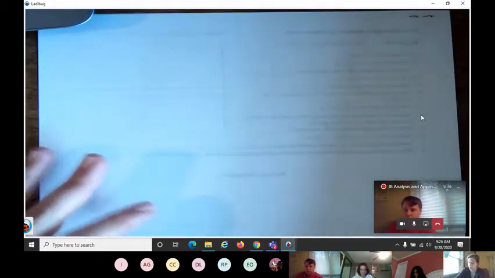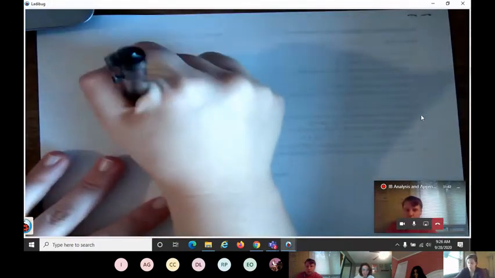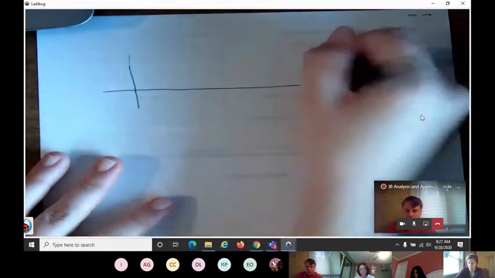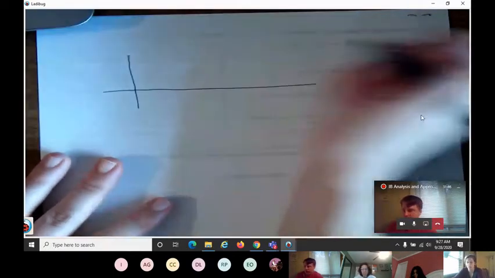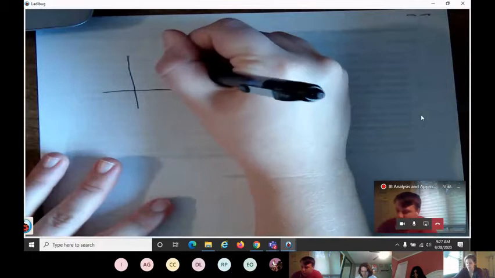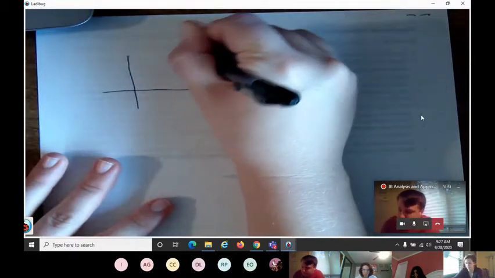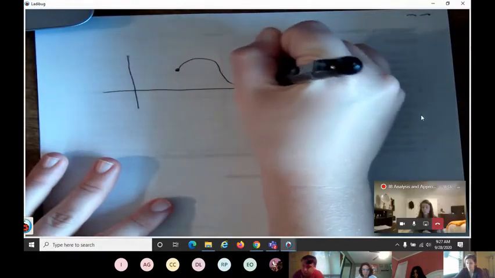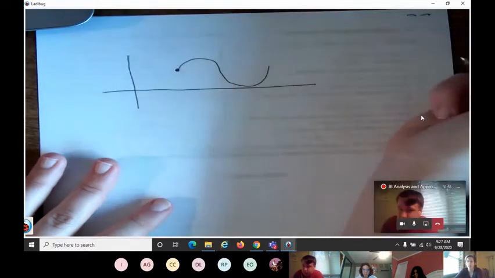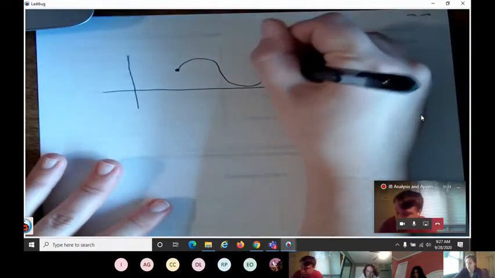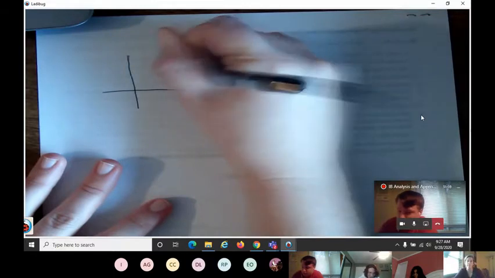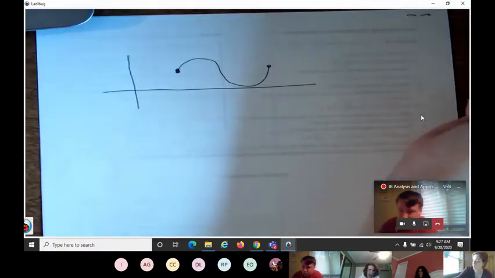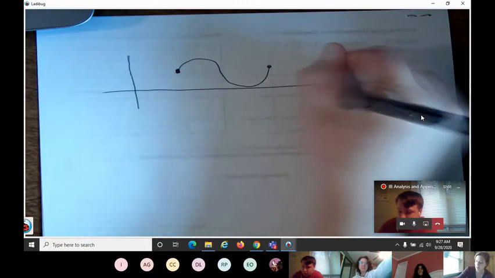Okay, so I'm going to draw an axis. Okay, and I'm just going to do a random piece of a trig function. Okay, so maybe this is our trig function. It starts and stops right here. Okay, we have our x-axis and our y-axis.